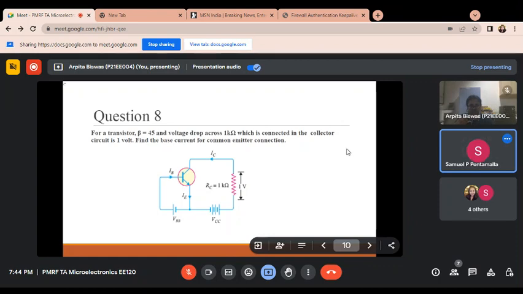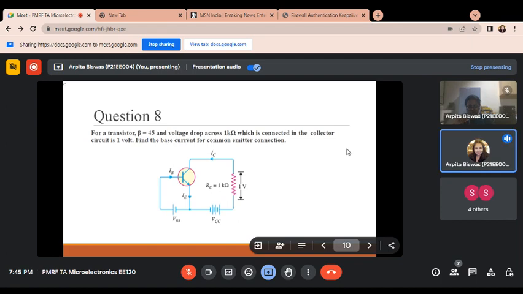Is the question clear? Beta is given, the resistance is given in the collector side, and the voltage drop across this resistance is given. And we know beta is IC by IB, and we have to find out IB. So at first we have to calculate the value of the collector current, IC. How will we find out the IC value? Actually VCC is not given, only the voltage drop across the RC is given.